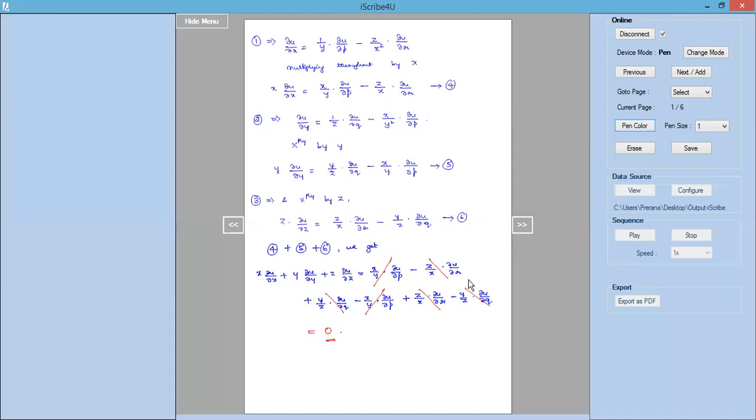So this is how we work problems on total derivative and the differentiation of composite functions. Hope you all have understood.